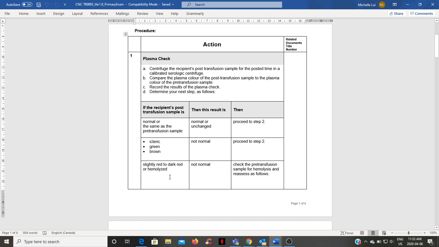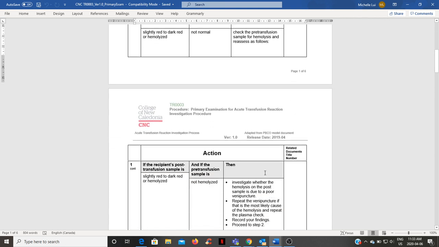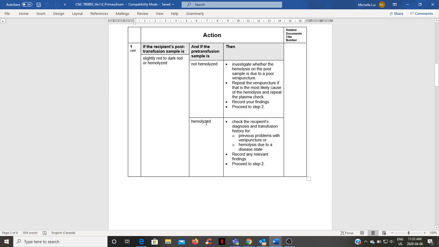If it looks like hemolysis, slight to dark, this is not normal. Check the pre-transfusion sample for hemolysis as well, and reassess. So this is a big, long way of basically saying, is the post-transfusion sample hemolyzed from collection? Is it hemolyzed because of a condition that the patient had previously? Right? Check the patient's diagnosis and transfusion history.